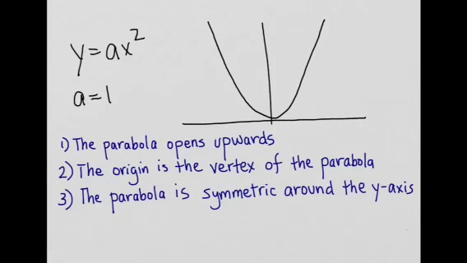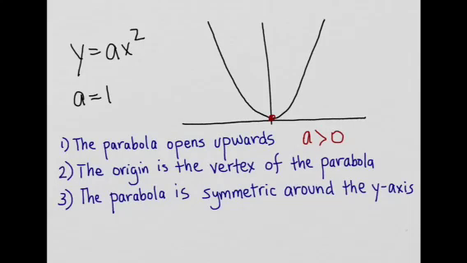There are three important points to be noted about this parabola. The first is that the parabola opens upwards. The parabola will always open upwards when a is greater than 0. The second thing to note is that the origin is the vertex of the parabola. The vertex is the place where the parabola starts changing direction. And for the equation y equals ax squared, where a is equal to 1, the origin is the vertex of the parabola. And the third thing is that the parabola is symmetric around the y-axis.